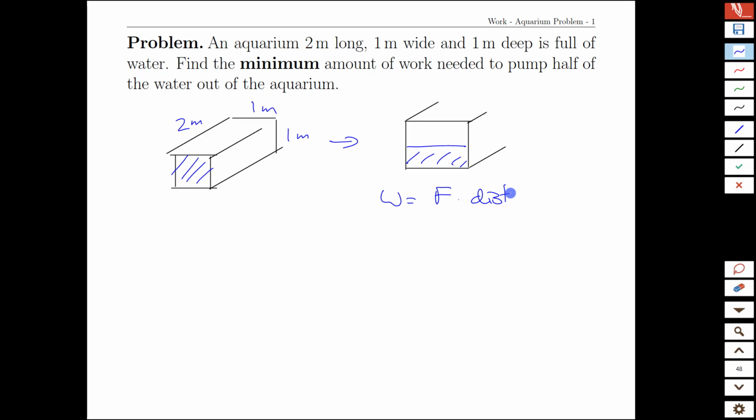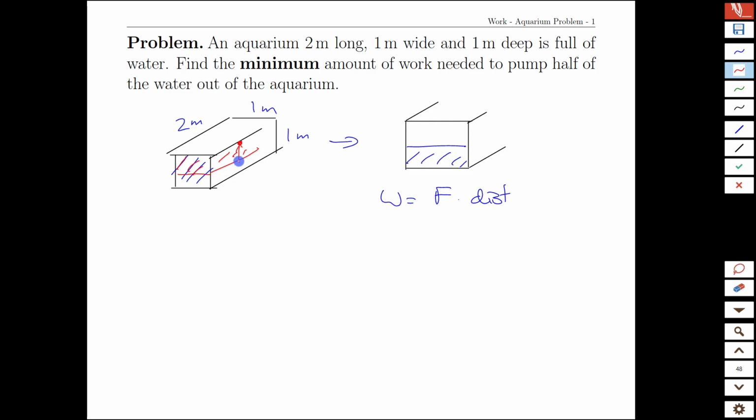Where is the challenge here? Well, if we look at all the water here that we're going to remove, so let's take this part of it. That's what we're going to be taking out of the aquarium. From an energy perspective, why does it take energy to do this? Well, because we're lifting the water up to the edge of the aquarium.